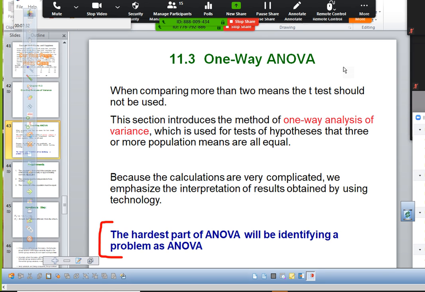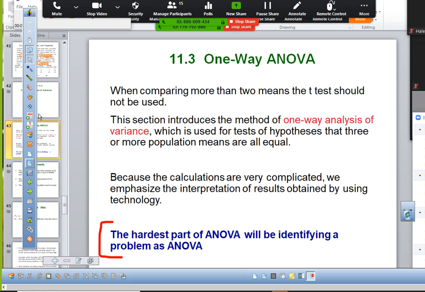Great. Thank you. Right. So, you know, if we have two means, we have to do a Chapter 9 two-sample t-test, no problem. But now if we have three or more, we have to do this instead because we don't have a way of doing that. And like Haley said, the hardest part of ANOVA will be identifying the problem as ANOVA, because we're going to do it a super simple, very straightforward way. We're just going to let the calculator do it.